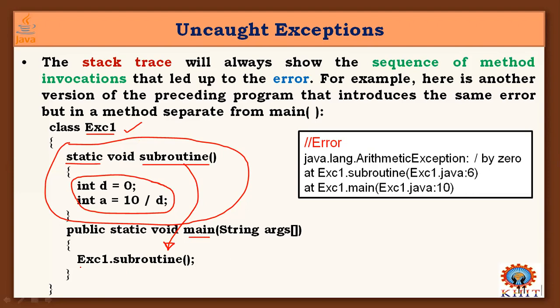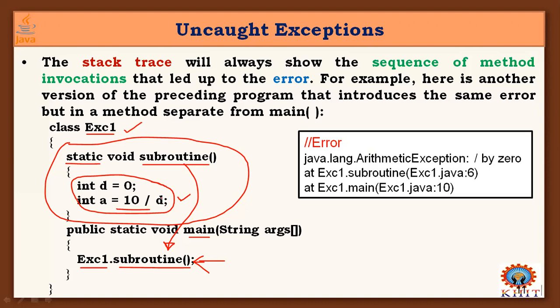by using the class name only, not an object. Here it is a static method. Without creating objects, we can invoke it directly by mentioning the class name. So Exception1.subroutine. Here the exception is generated, not at this one. So the exception generates specifically at this line, and it mentions this line also.